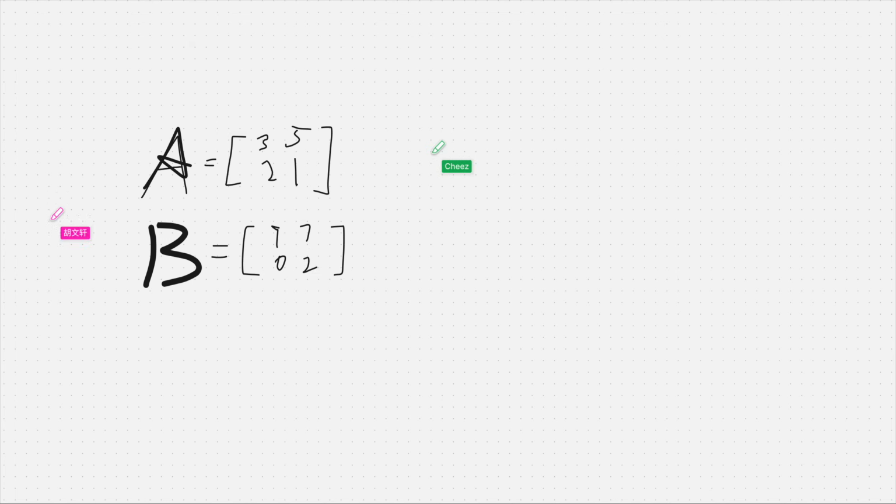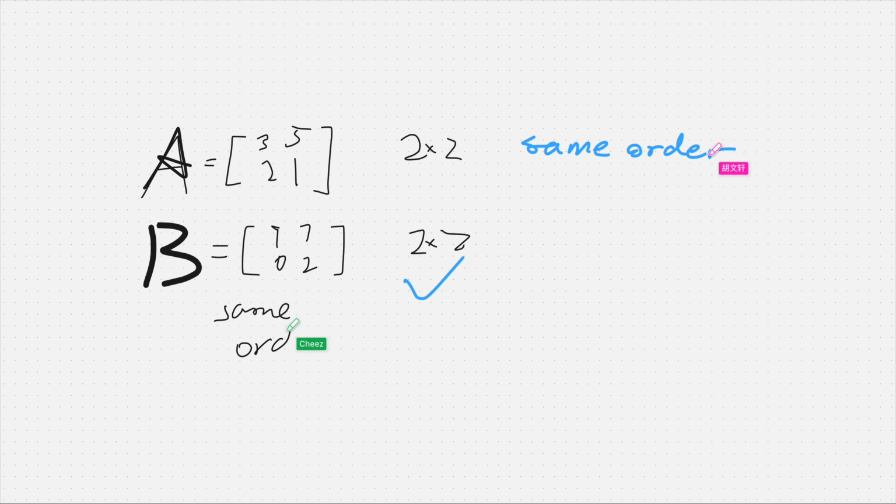Okay, I'm going to use a blue pen. The order of matrix A is 2 by 2, and matrix B is 2 by 2. They are of the same order. And when two matrices are of the same order, you can say they are conformable for matrix addition.